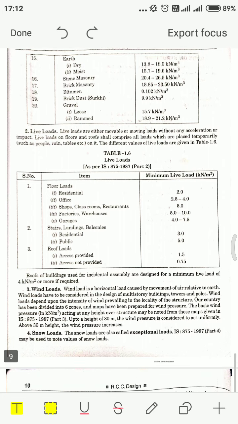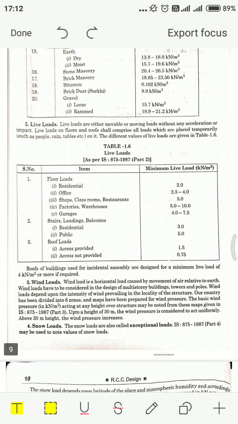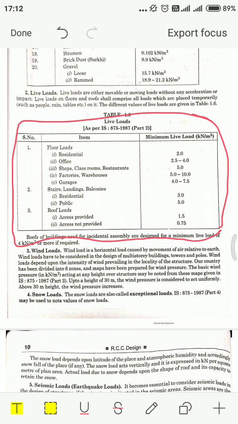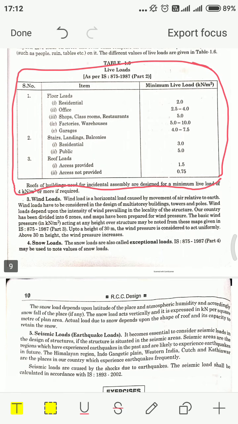The different values of the live load are given in the table. So the floor load, residential, office, shops, class, restaurants, staircase, roofs, and these are the live loads we took for calculation. So the next is the wind load.